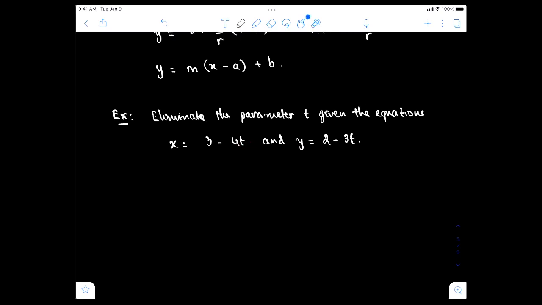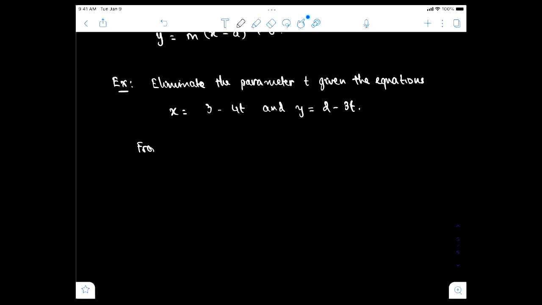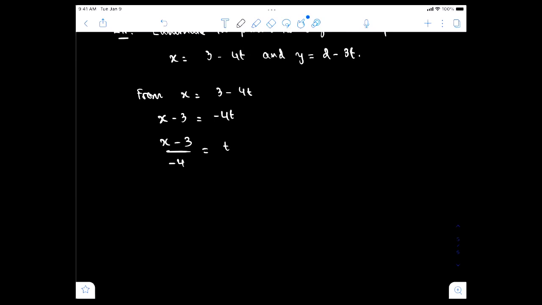So let me do this one. From x equal to 3 minus 4t, we can solve for t. We get x minus 3 equal to negative 4t. Now divide both sides by negative 4. You get x minus 3 over negative 4 equal to t.